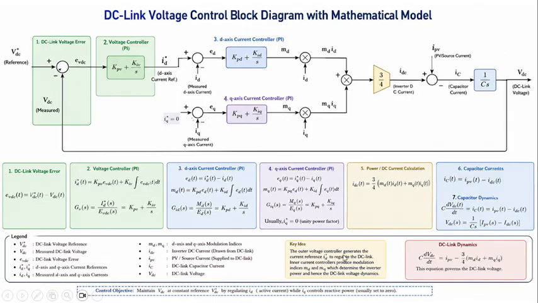So the outer voltage controller generates the current reference ID. The inner current control produces the modulation indexes MD and MQ, which determine the inverter power and hence the DC link voltage dynamics. Here the main control objective is to maintain the DC link voltage constant at VDC star by regulating the ID current, that is the active component of current, and IQ controls the reactive power, usually set to 0.